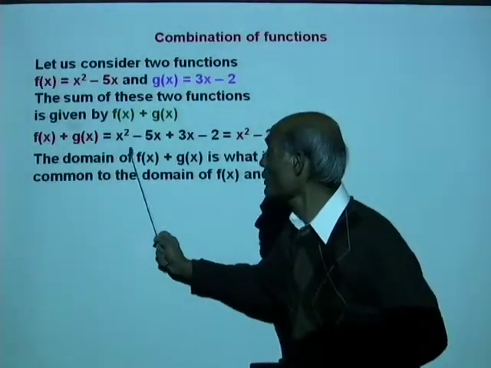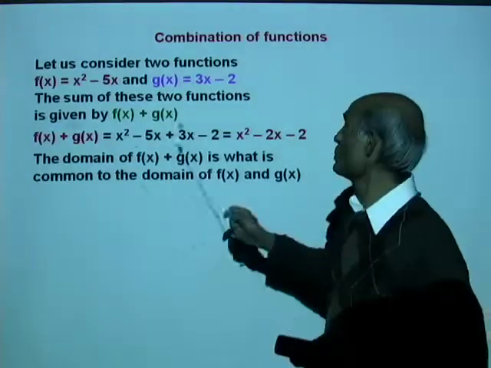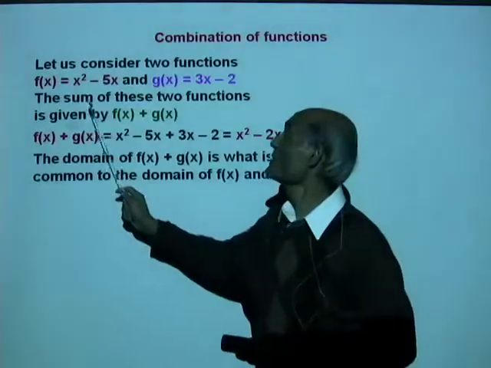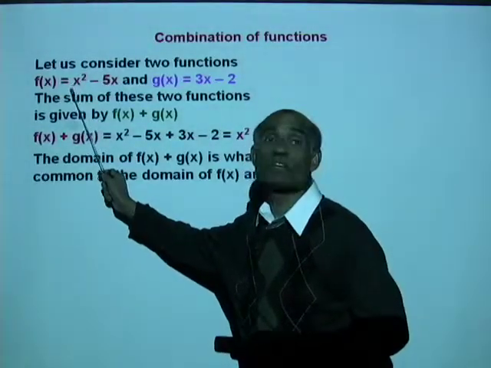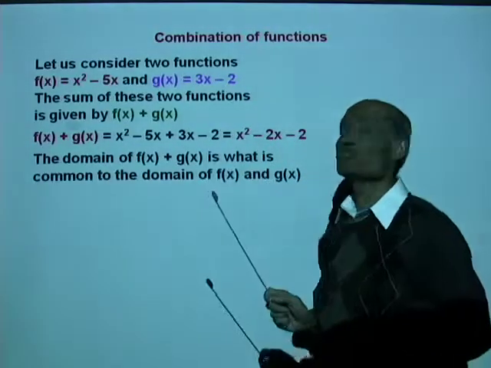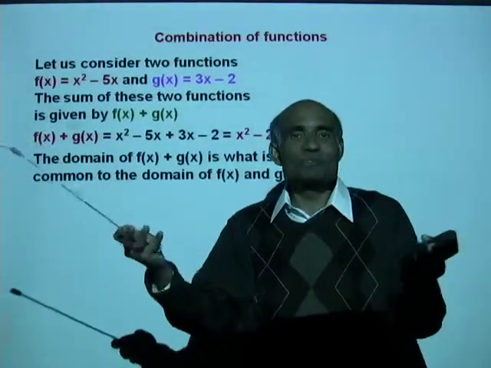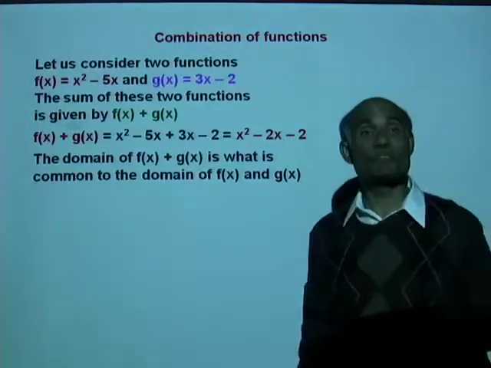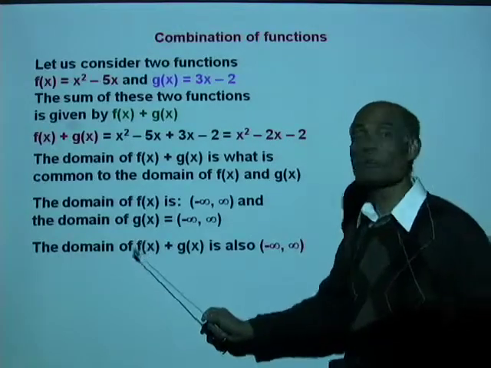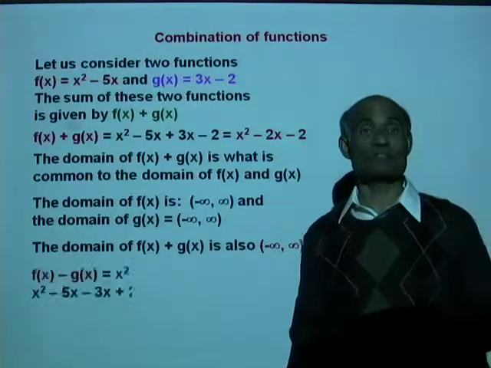Well, the domain of f of x plus g of x is what is common to the domains of f of x and g of x. In this case, the domain of f of x is negative infinity to positive infinity. The domain of g of x also is negative infinity to positive infinity. What is common to both? Well, negative infinity to positive infinity. Is that right? That's right. So the domain of f of x plus g of x is negative infinity to positive infinity.